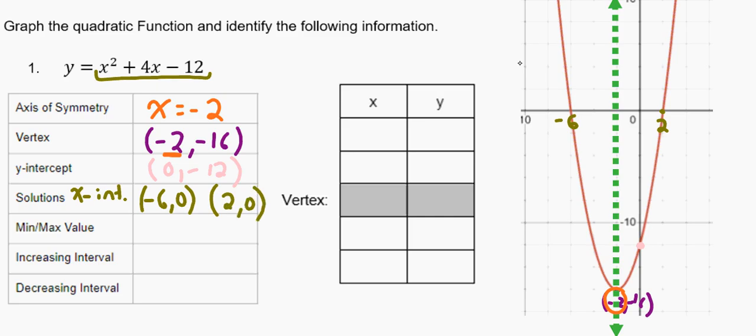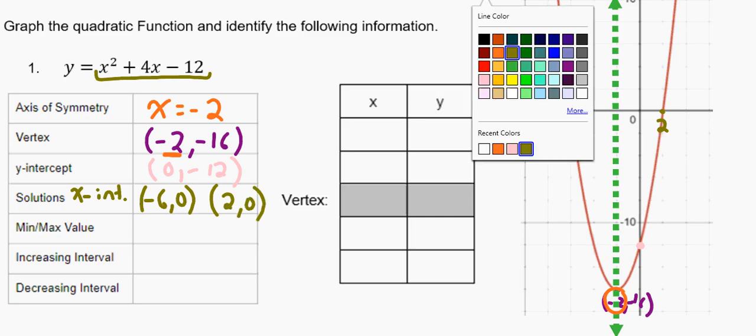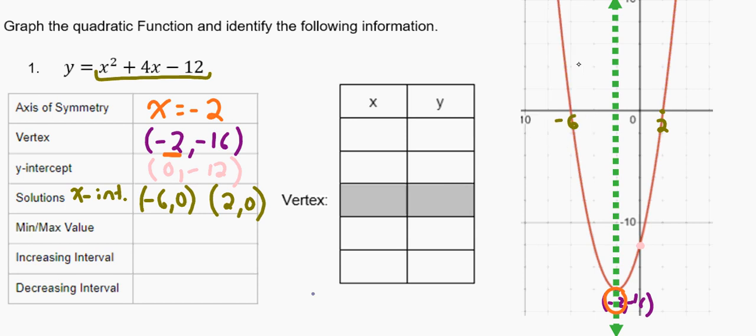All right. Then it's going to ask us something else. It's going to ask us to find the min-max value. Well, we already talked about this. If you've got a low point, the lowest point, that's going to be our min.